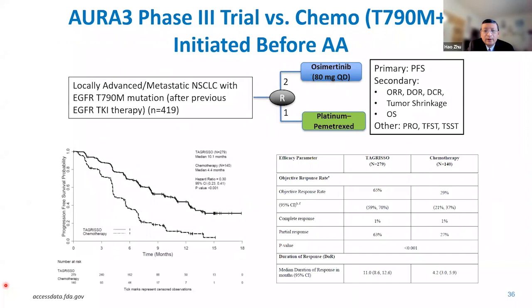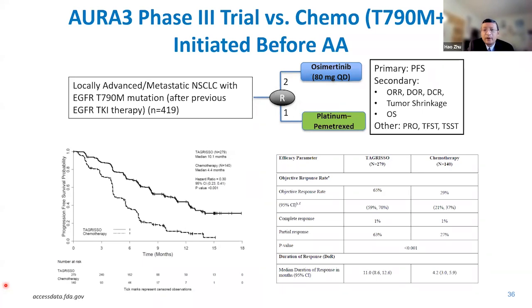So all these findings are confirmed by AURA3, a phase 3 clinical trial to compare the treatment effect between osimertinib given at 80 milligram once daily as compared to chemotherapy. And the primary endpoint is progression-free survival. The ORR and duration of response were also assessed.